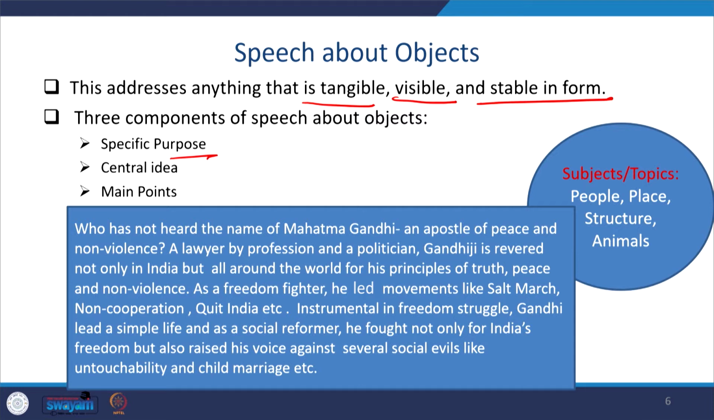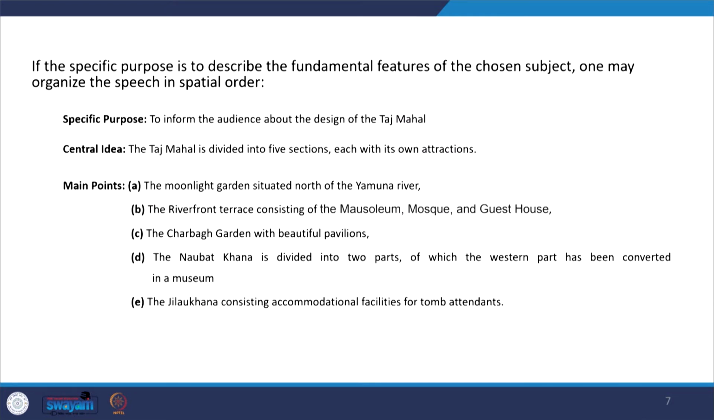Now you might have found how easy it is when you are going to talk about a person. The same sort of ease you can find if you follow these guidelines when you are going to write or draft a speech on a structure, a place or animals. But then you have to fix the specific purpose. And what are these specific purposes? The specific purpose is the fundamental features of the chosen subject. As you saw in the previous one, while we were talking about Gandhi, we talked about his accomplishments.